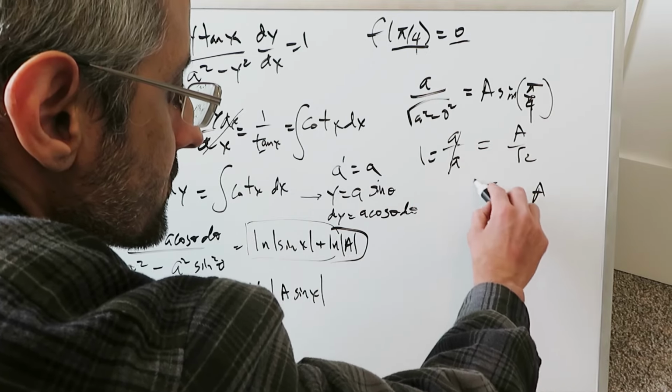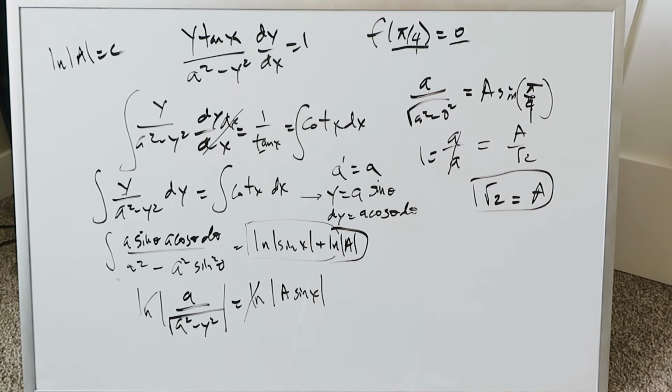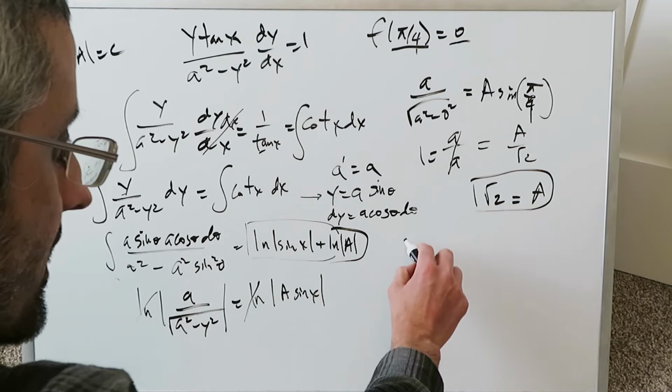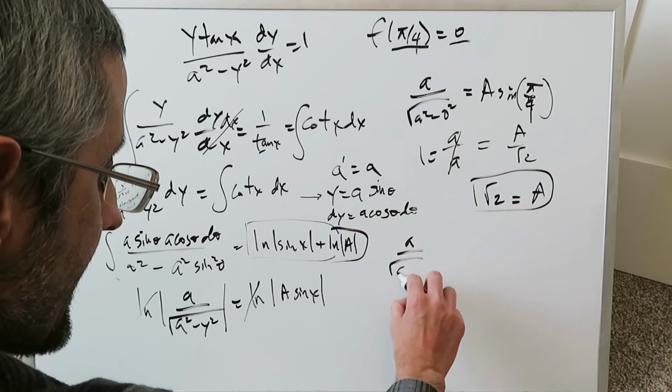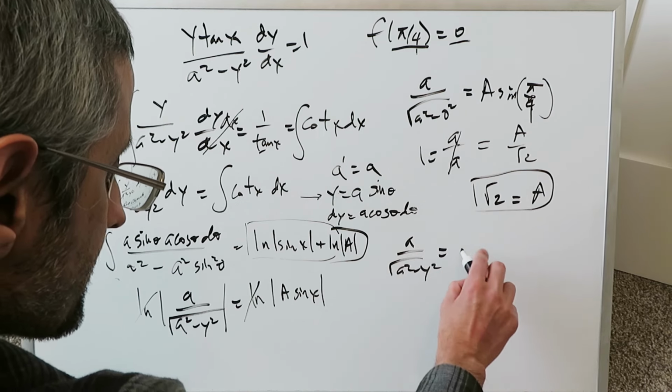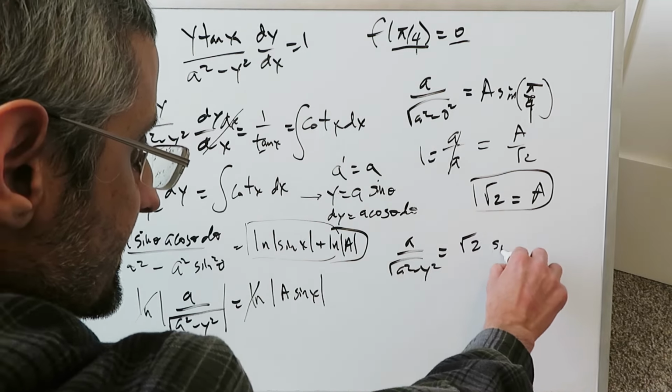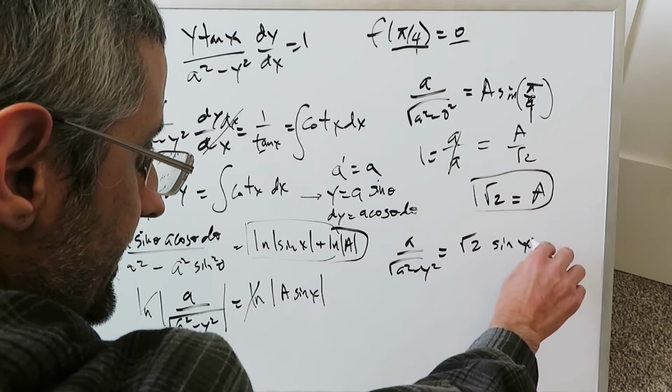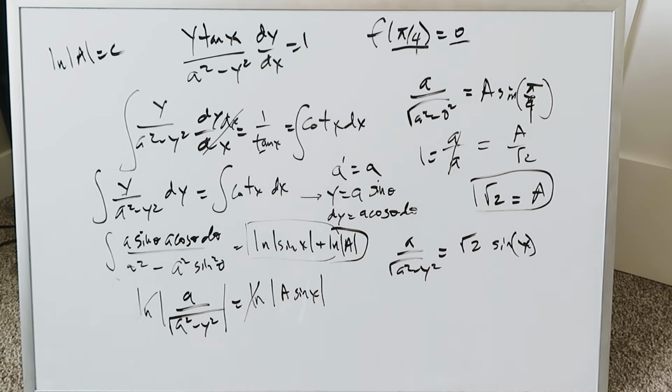This all simplifies to 1 and you'll verify that yourself. A is equal to root 2. That's what I'm getting here. So what do I do with this root 2? It comes right in over here into this expression, and then we clean it out and present the final answer. We have a over root a square minus y square is equal to root 2 sine x. But this can be your answer if you want, and you can stop right there. I want to present this in a good way.